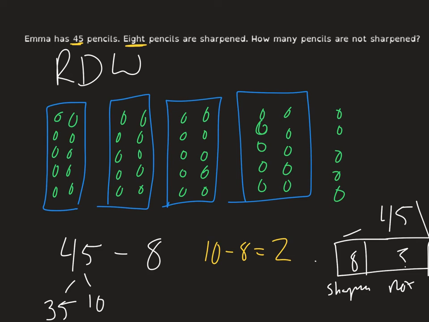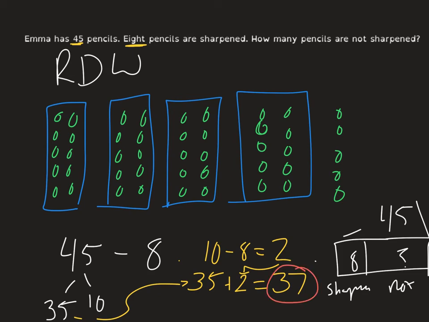And now, yep, we need to add the things together. So we add together 35 and 2. And 35, when you go up by 2, equals 37. We can double check that by counting up. So pound it. 35, add 2. 36, 37. Very good. Okay, so we got an answer. We said it's 37. She has 37 unsharpened pencils.